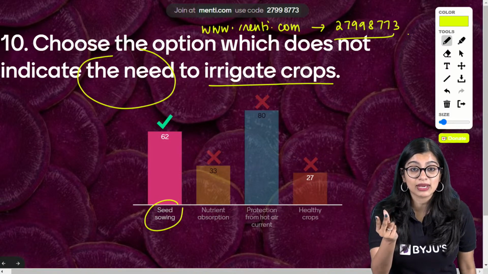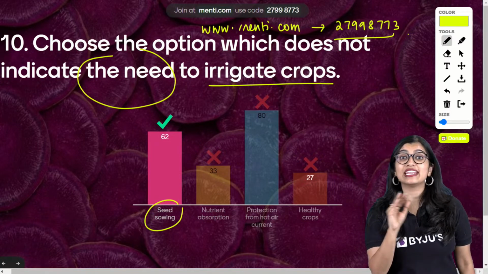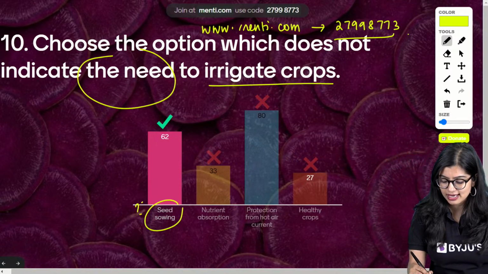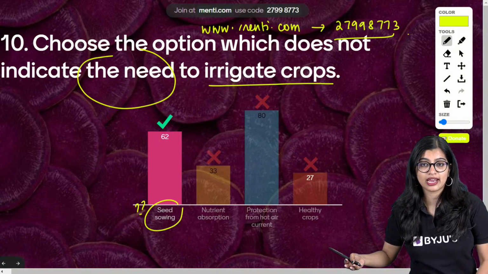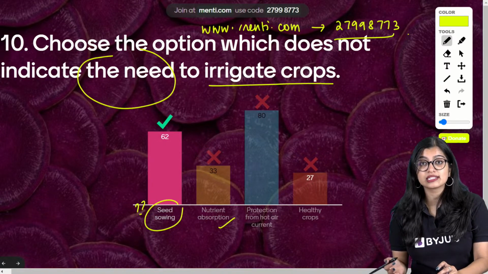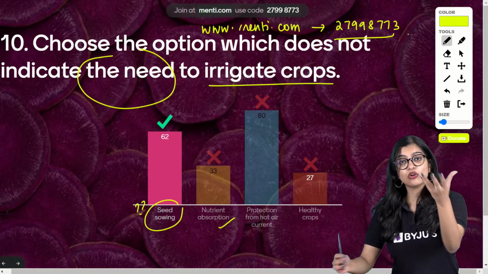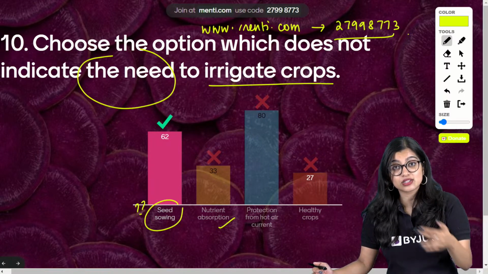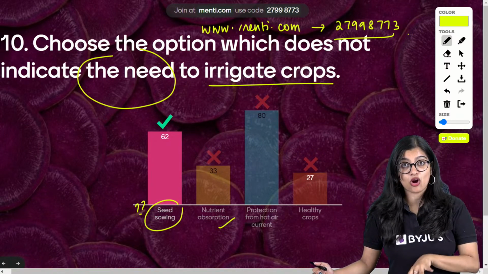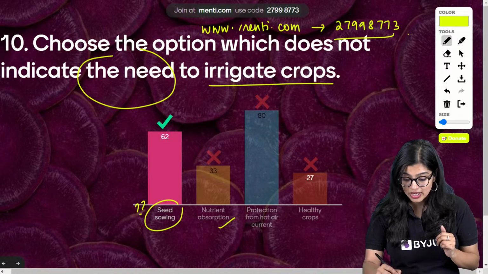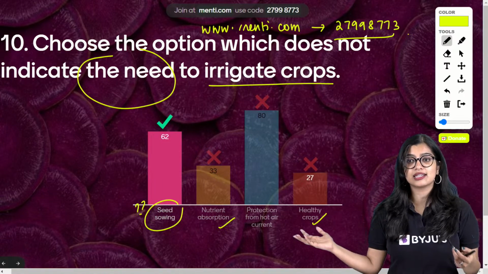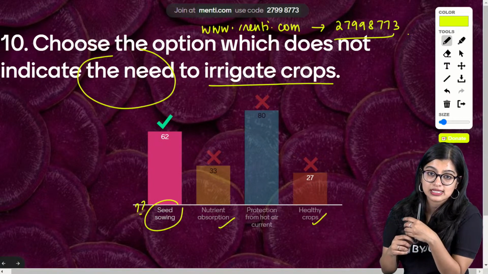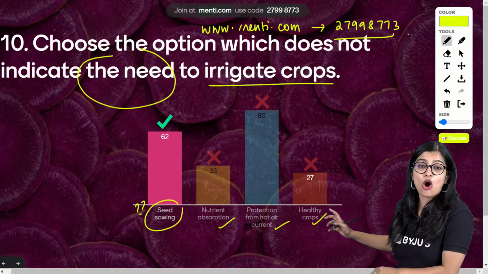Tanishka, we twisted the question. Sometimes it's very easy. Imagine you didn't understand the question. Seed sowing has nothing to do with why water is important, right? We know that water is necessary for nutrient absorption. The roots absorb water along with the nutrients, and nutrients are normally dissolved. Even internally it requires water. We know that water is necessary ultimately to get healthy crops, because water is a very important raw material for photosynthesis, right?